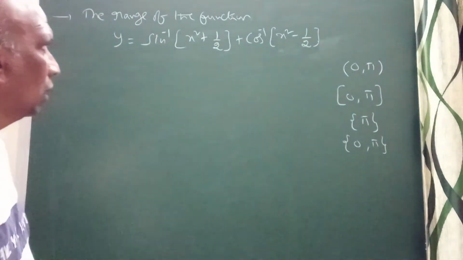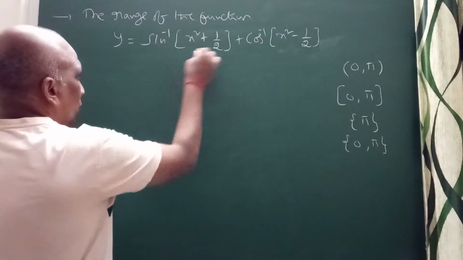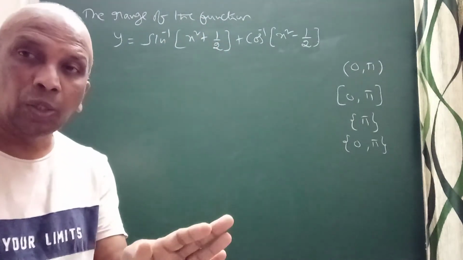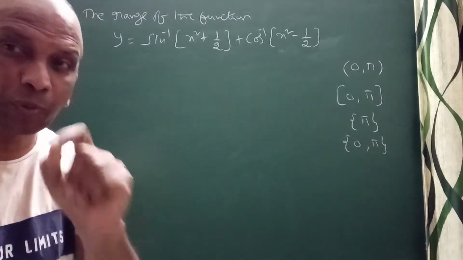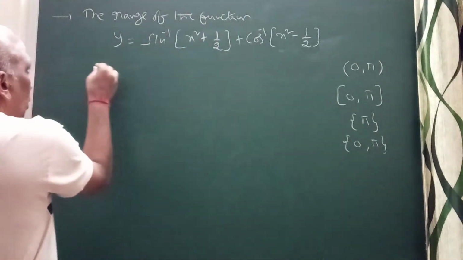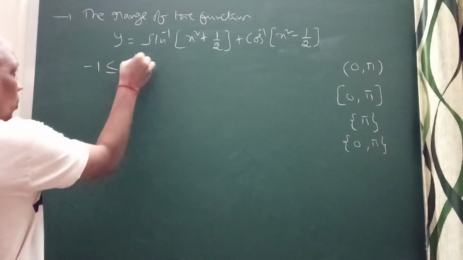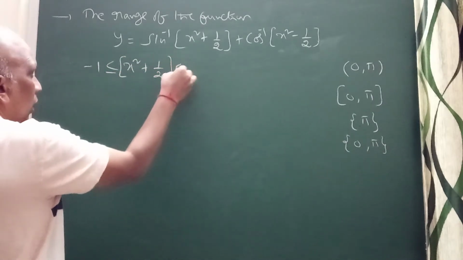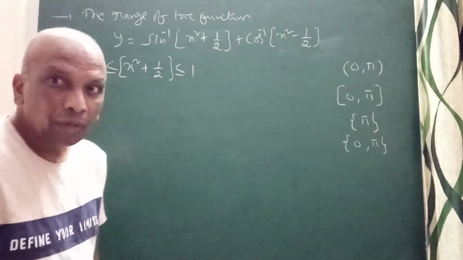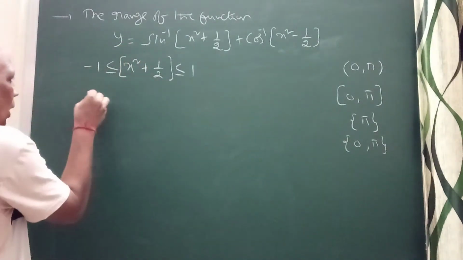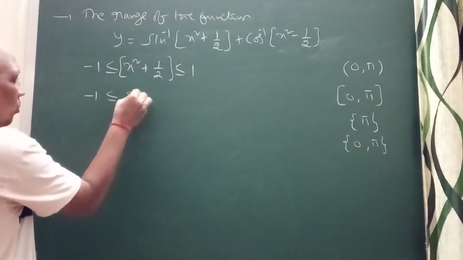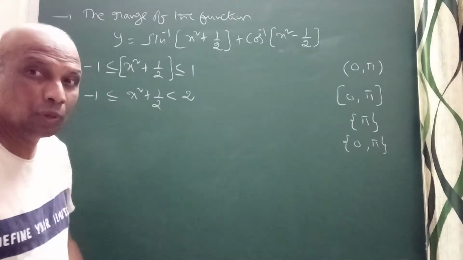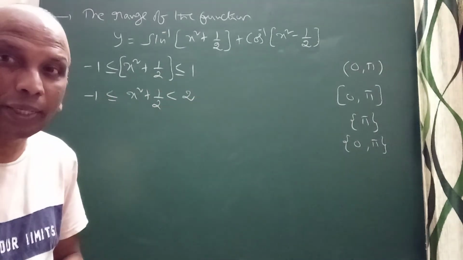Now when I am talking about this sin inverse, we know the domain of sin inverse x, that is, the value of sin x lies between minus 1 and 1, right? So minus 1 less than or equal to step of (x square plus 1) by 2, less than or equal to 1. If you remove the step, this value lies between minus 1 less than or equal to (x square plus 1) by 2 less than 2. The value lies between minus 1 and 2.